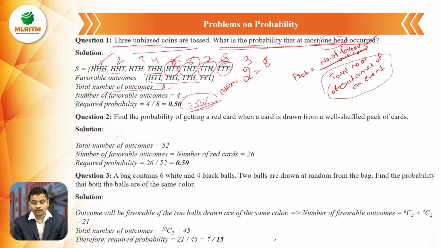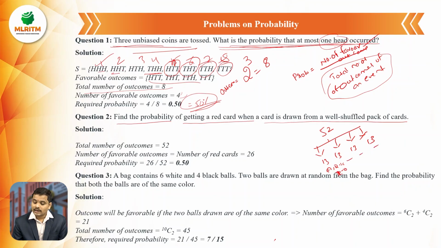So if you go into the second question: find the probability of getting a red card when a card is drawn from a well shuffled pack of cards. Before going to the cards, I think we already know 52 cards are divided into 13, 13, 13. These are the ace, queen and king, and then 2 to 10, and similarly for the other suits, and one joker will be there. This is the 52 deck of cards. He's asking for getting a red card.